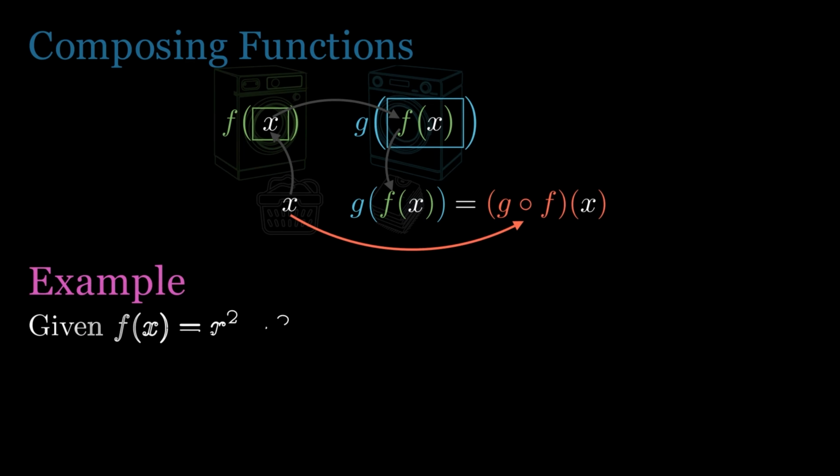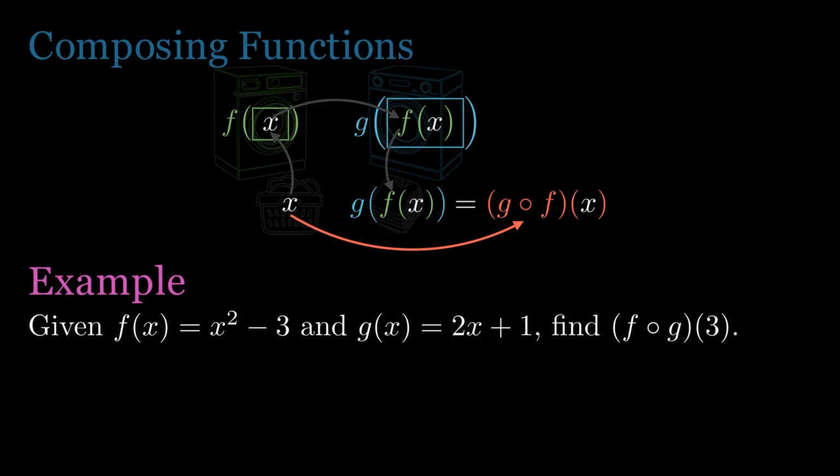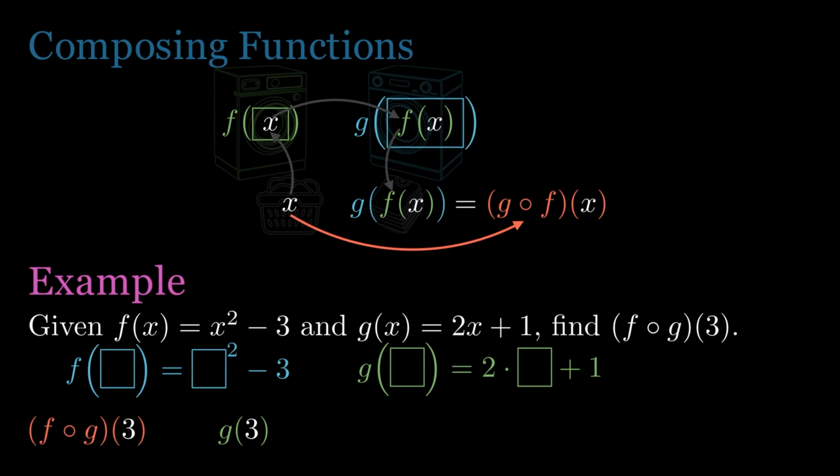Let's have a look at an example. Given those two functions, we are to find the composition f composed with g of 3. So we're looking at that composition function, but now g is the first function applied, so we will first compute g of 3. Labels don't matter, what matters is which function is applied first, but we also need to understand how those functions affect the inputs. What g does is double the input and add 1, while what f does is square the input and take away 3.